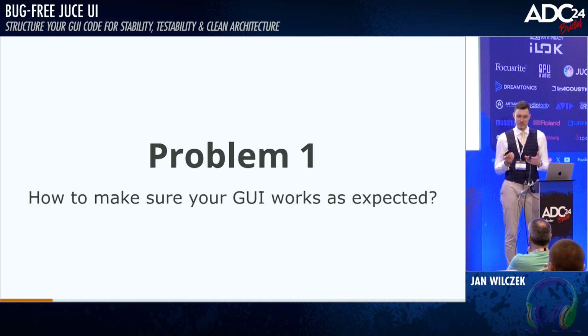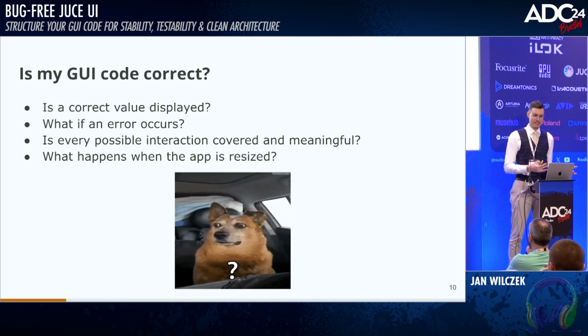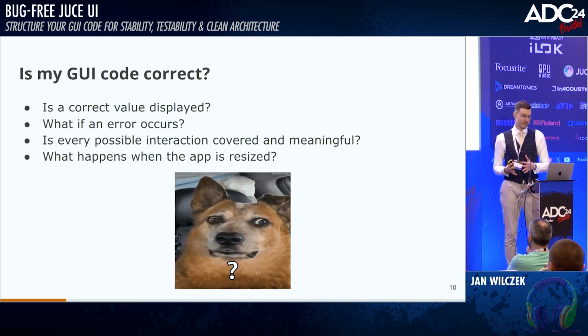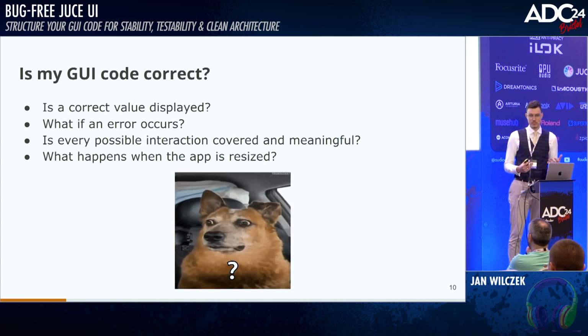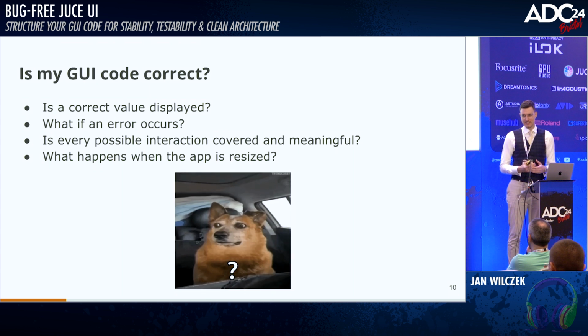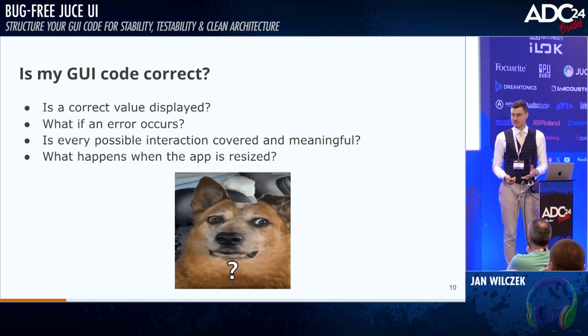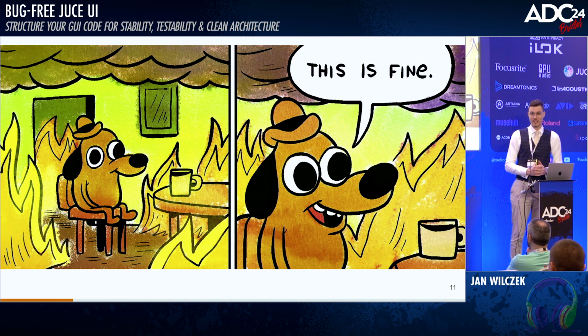And typically, when developers write GUI code, they should be asking themselves: is the correct value displayed? What if an error occurs? Is every possible interaction covered? And what happens if the app is resized? And the thing is that most of the time, the developers simply ignore the problem, right? They just say, this is fine. This code probably works.